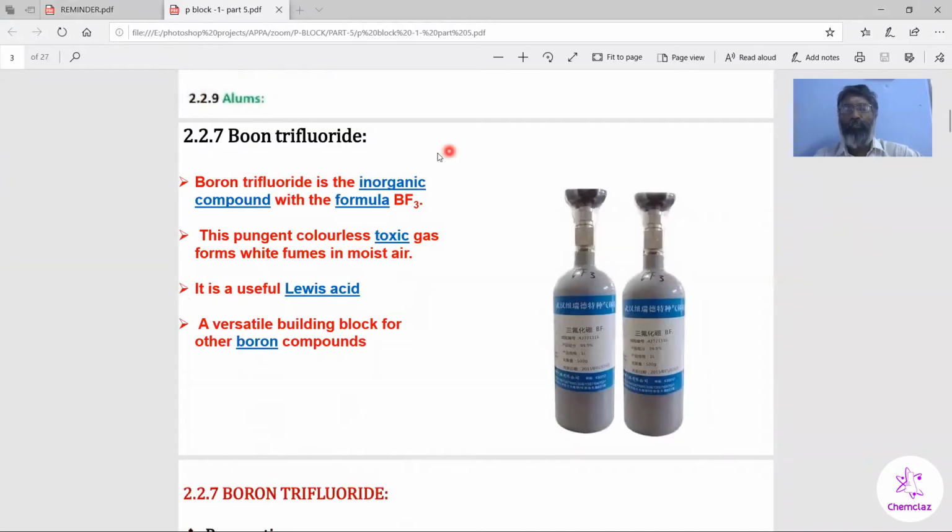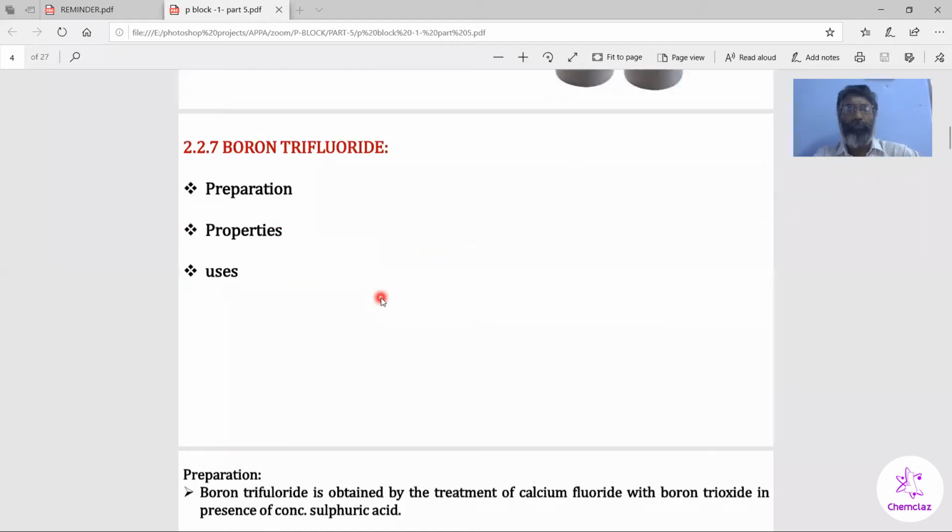Boron trifluoride is a colorless gaseous substance. It is a colorless, toxic gas with a pungent smell. It is a compound of boron, and it is a Lewis acid. So, preparation, properties, and uses of boron trifluoride.